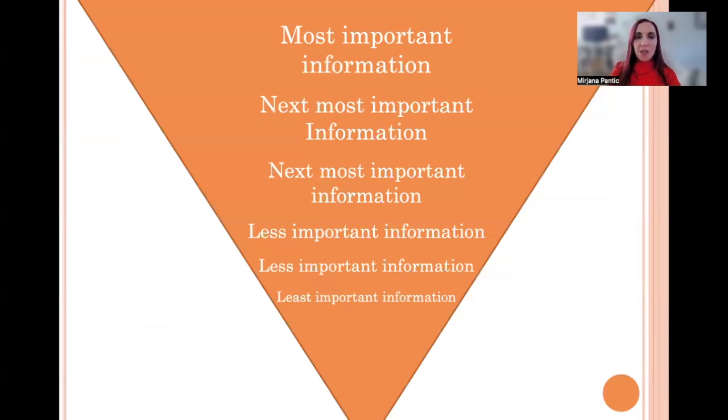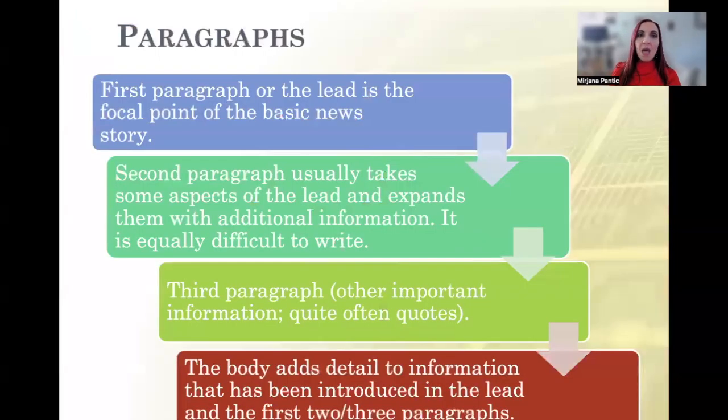Let's see how that looks. In the inverted pyramid, the most important information is first, the story lead: what happened, when, where, why and how. Then the second paragraph is the next important information, and then the third paragraph, the next most important information, until you get to the least important information, and that is the end of your story. Again, no conclusion. You end the story with the least important information.